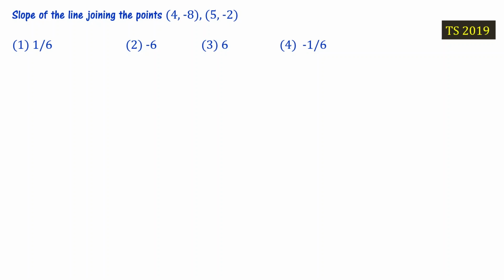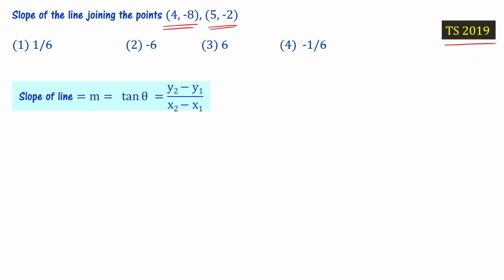What is the slope of the line joining the points (4, minus 8) and (5, minus 2) is what they asked. This is a question given in Telangana POLYCET 2019. We know the formula for the slope of the line joining 2 points. That is defined as m equal to (y2 minus y1) divided by (x2 minus x1). Suppose we take the first point given as (x1, y1), and the second point as (x2, y2), now we can solve this problem, right?